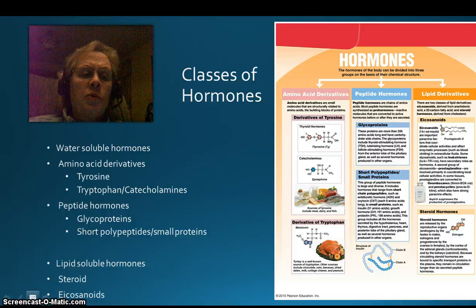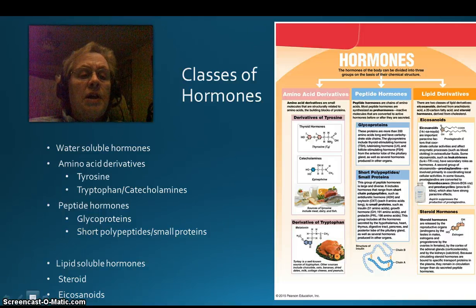We divide these into two main groups. The water-soluble hormones are the ones that have to use an extracellular receptor because they cannot slip through that phospholipid bilayer of the cell membrane. The second group are lipid-soluble hormones, and they can very easily go through.